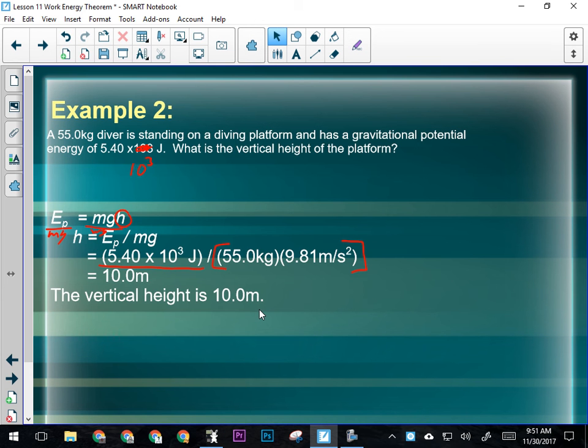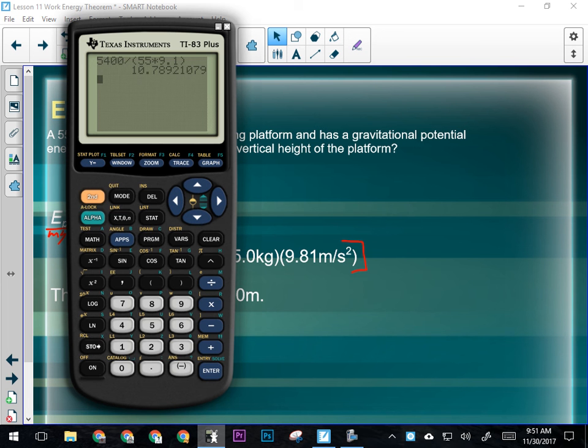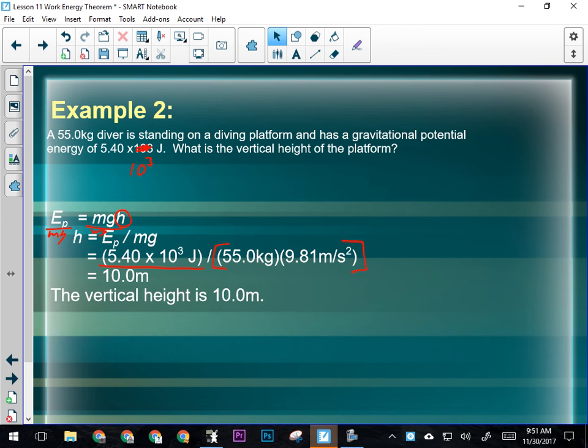Why did I get 10.8? Did I type something in wrong? Oh, because I put 9.1. I don't need to square it. No, the units are meters per second squared. The 9.81 isn't squared, right? That's better, 10 meters. So it's the 10 meter diving platform, right? That's the tall one. Okay, questions on how that works? Okay, that formula fairly straightforward?